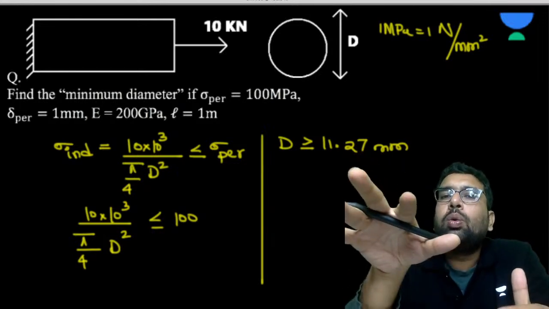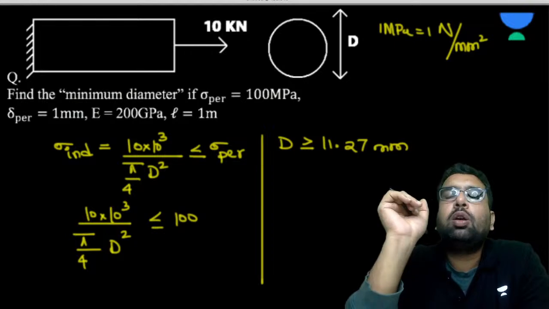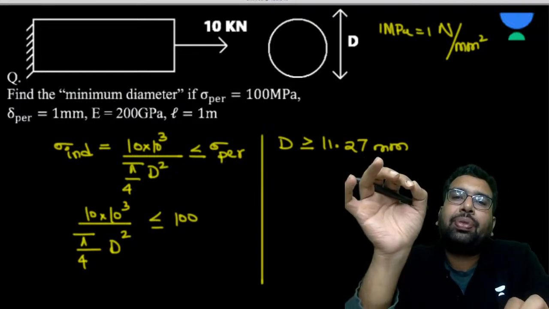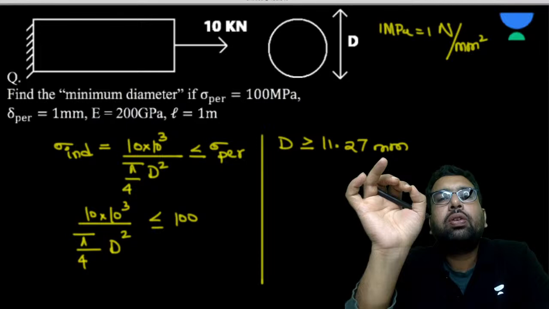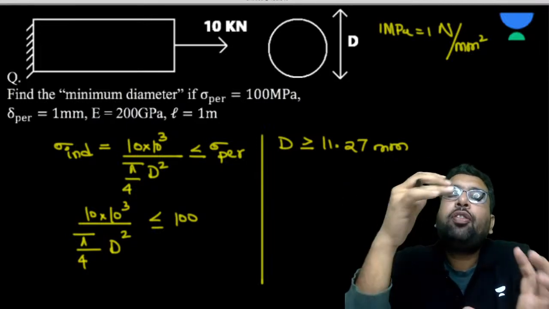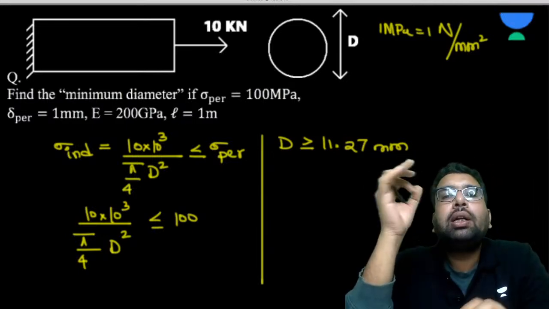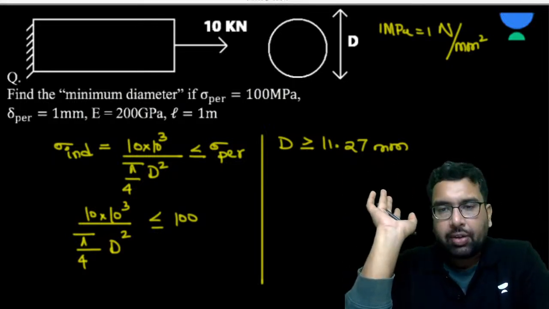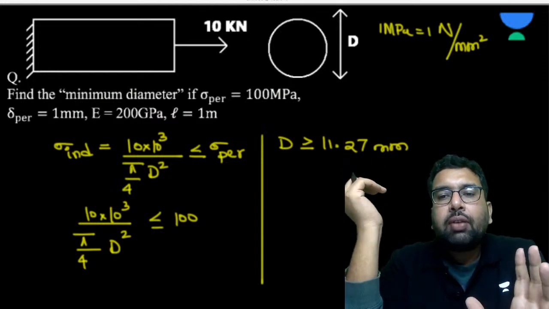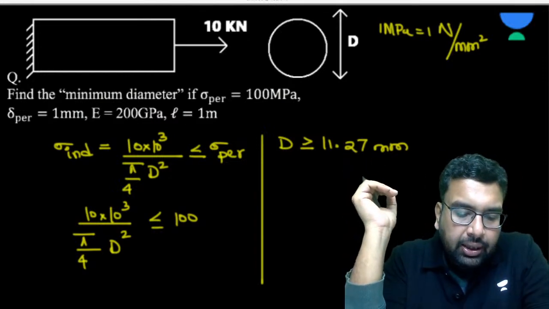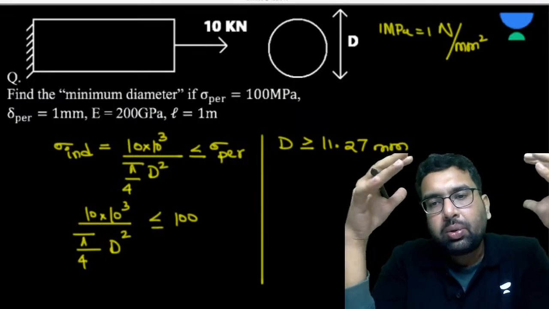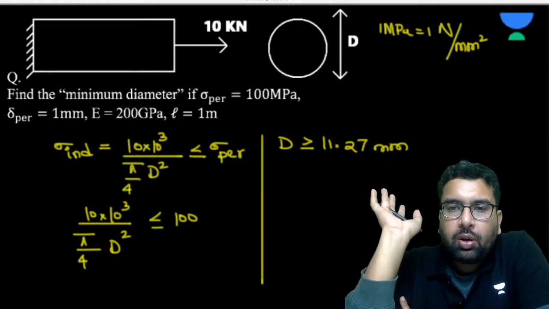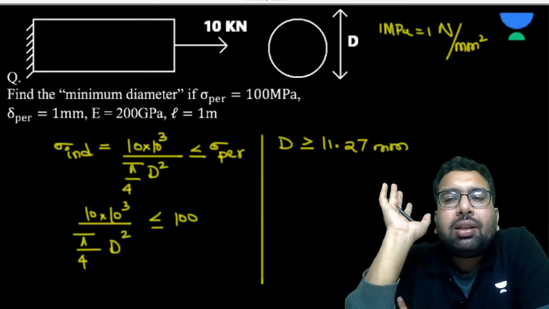Now, what is the meaning of this equation? The meaning is that the stress will be less than 100 megapascal, the permissible stress, only if you design a component having a diameter equal to 11.27 mm or more. So if the diameter is more than 11.27 mm, that basically means the stress that is going to come in your body is well within 100 megapascal, so your body is going to be safe. But we cannot answer at this condition.